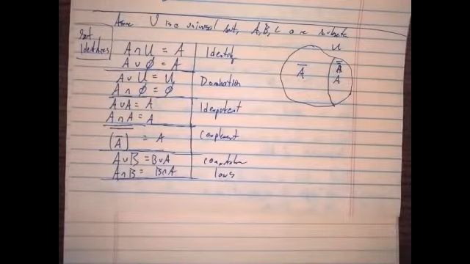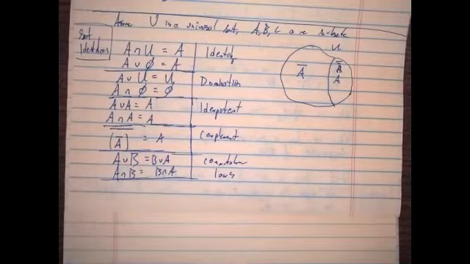Before I go any further, I'm kind of halfway through this long list, and they all look very similar to the things that we found in logic. So can someone guess at a dictionary or a way of passing from these statements to statements in logic?